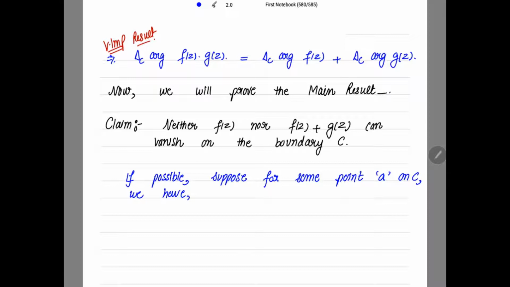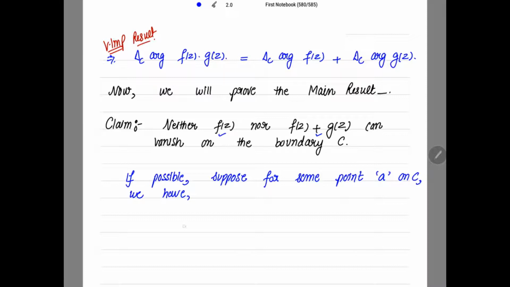So for the proof of the theorem, we first have to prove something about the functions given to us: f(z) and f(z) plus g(z). This is one function and this is another function, f(z) plus g(z). We have to claim first that both these functions cannot vanish on the boundary C, right? So neither f(z) nor f(z) plus g(z) can vanish on the boundary C. This you have to prove first.